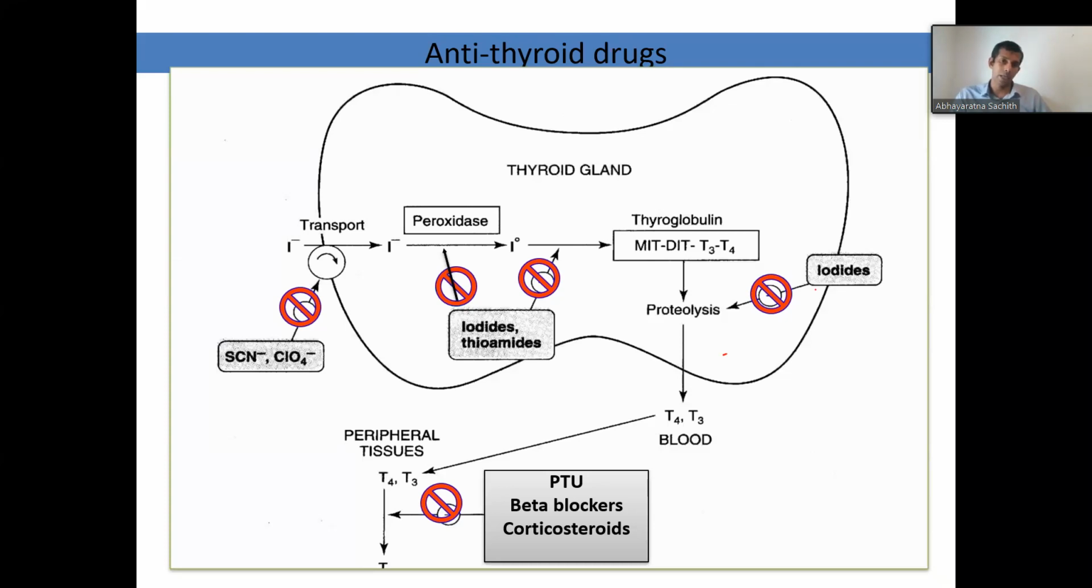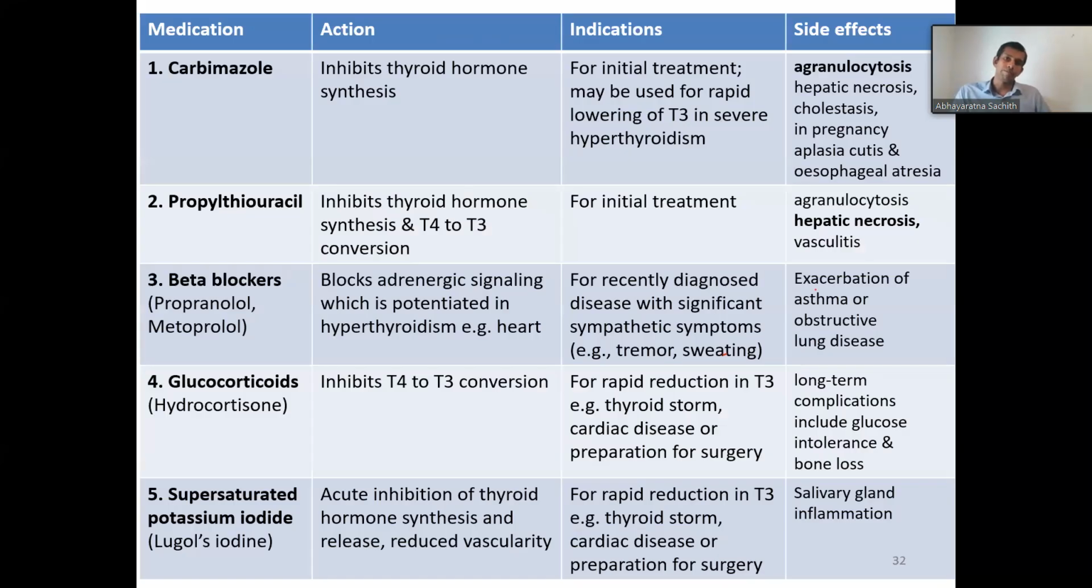Iodides will reduce the thyroid hormone release, and peripheral conversion is reduced by beta blockers, steroids, and the PTU. So these are the treatment options and the side effects. The important ones I have listed. Before using beta blockers, you have to make sure that there are no contraindications, especially that the patient is not an asthmatic or COPD patient.